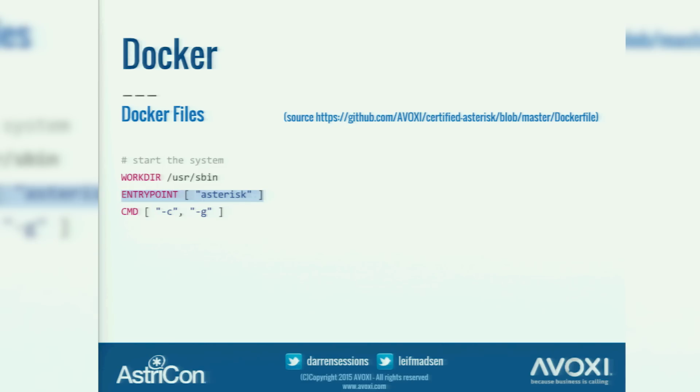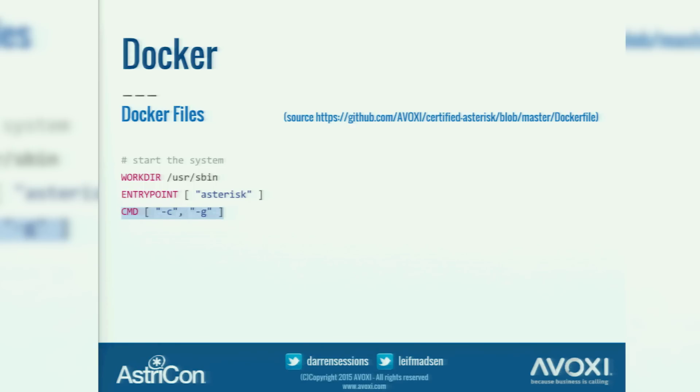So here at the end of the file, this is where we define what application to start with in the container. So first we set our workdir to /usr/sbin, then our entry point is the Asterisk application itself. We pass flags to the application using the cmd command.